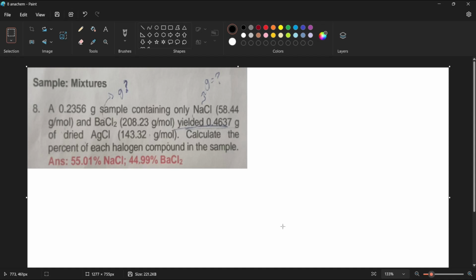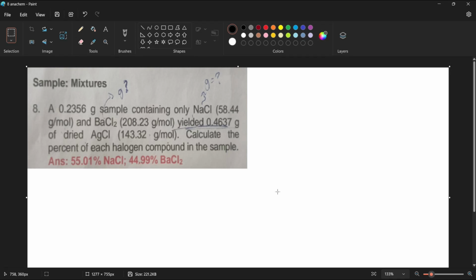Today I'm going to be showing you how you're going to solve gravimetric problems in analytical chemistry using only your calculator, with a minimal amount of solving done on paper. So I'm going to be showing you a very simple trick and a very simple workaround on this one.